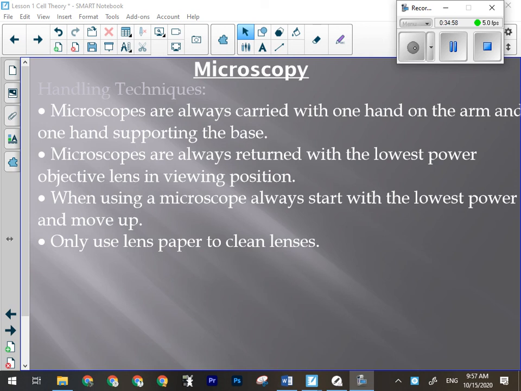A tiny little scratch becomes a gaping chasm. And you can't see anything through that lens anymore because you've magnified that tiny little scratch. So we want to make sure we're always using fresh lens paper anytime we need to clean the lens.